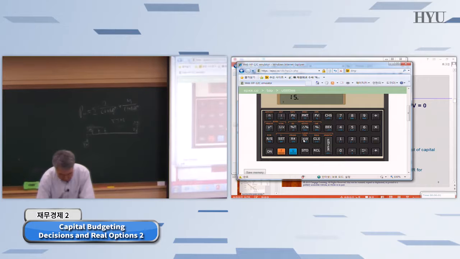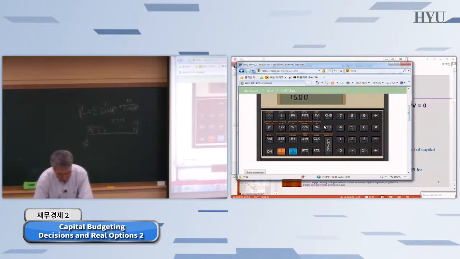Okay, let's clear the memory here. All right, so let's say 900, change sign, and that should be CF0, right? CF0, okay. And 50 as CFJ, and 15 as the number of repeating payments, okay. Did I change the sign? 900? Negative? Good. Okay. All right.